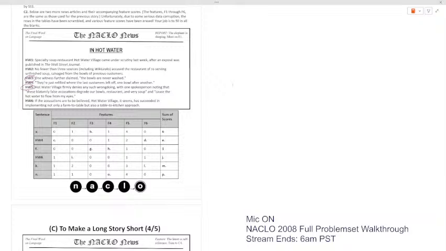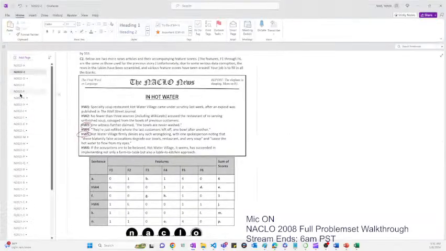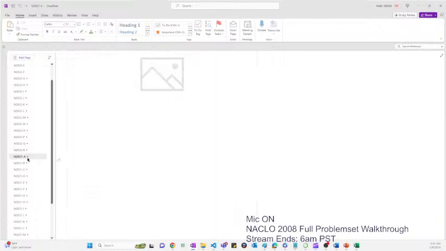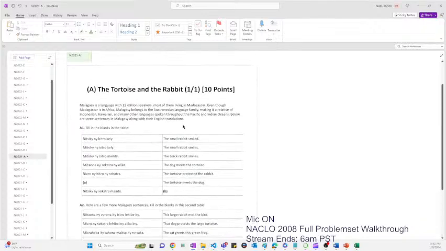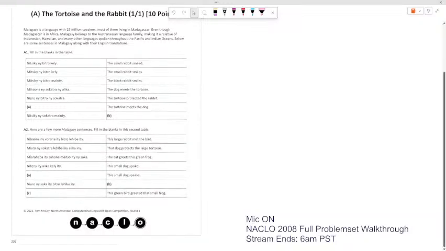So, since we're done with the full problem set walkthrough, we're going to go to the NACLO. I want to go for an easier problem. So, we'll go to 2021A. Yep. I think we can do that in 10 minutes, hopefully. We'll see. NACLO 2020. Oops. I'm trying to change my stream text.